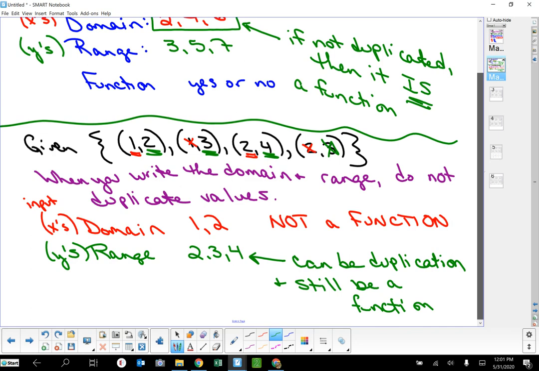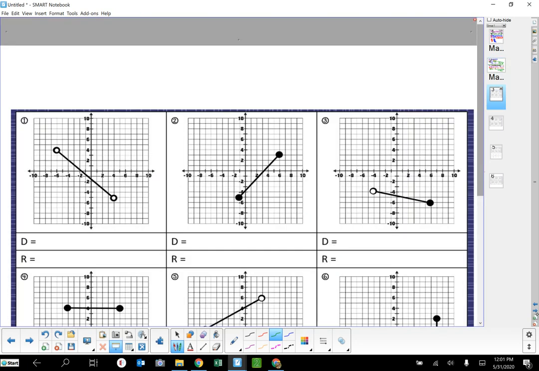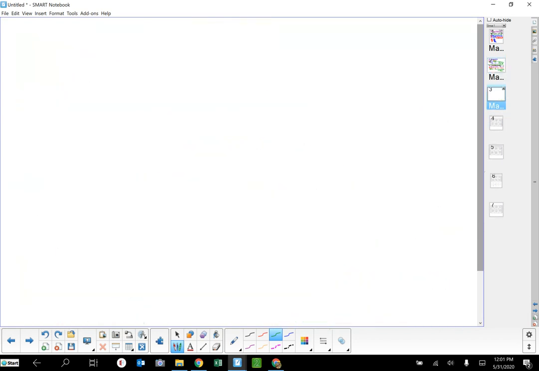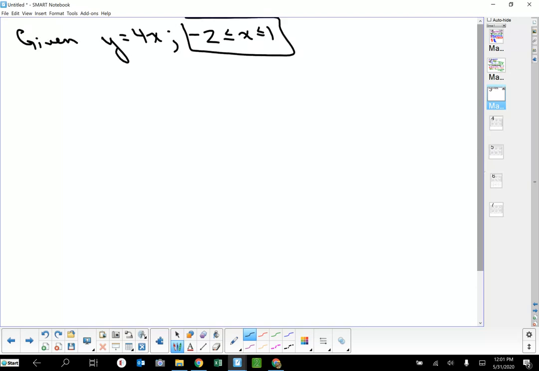One more thing I want to point out. Let's say you are given in varsity something that'll say y equals 4x, and then you'll have a semicolon, and it's going to say -2 is less than or equal to x, is less than or equal to 1. Well, this is telling you your domain values. This says that everything between -2 and 1 is going to be your x's.